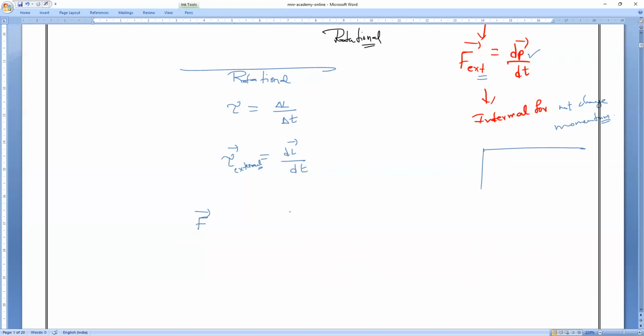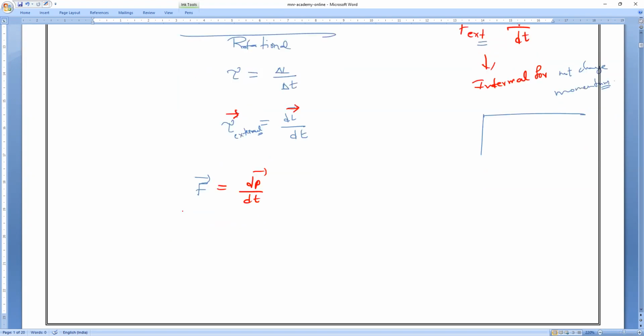Angular momentum changes in the same direction as that of torque. So we always have to remember the direction of torque. The direction of torque and angular momentum are both the same. In the same way, F is equal to dp divided by dt: the direction of force and the direction of momentum are the same. That is what we call conservation of linear momentum as well as angular momentum.